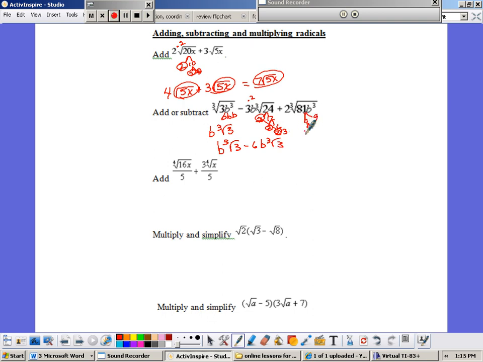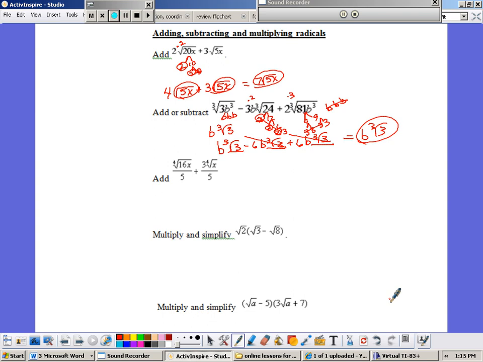81. 9 and 9, 3 and 3, 3 and 3. Bring out a 3 plus 6. Bring out a b third root of 3. So I have the third root of 3, the third root of 3, and the third root of 3. So negative 6b and positive 6b will cancel out, so I'll get b third root of 3.